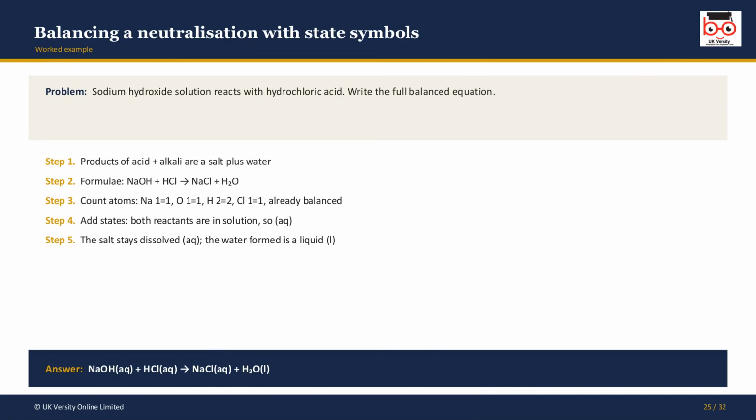Now a neutralization, sodium hydroxide solution reacting with hydrochloric acid. An acid plus an alkali gives a salt plus water. So the formulae are NaOH + HCl goes to NaCl + H2O. Counting atoms, 1 sodium, 1 oxygen, 2 hydrogen and 1 chlorine on each side. It's already balanced. For the states, both reactants are in solution, so aqueous. The salt stays dissolved, also aqueous, and the water formed is a liquid. So NaOH(aq) + HCl(aq) goes to NaCl(aq) + H2O(l).